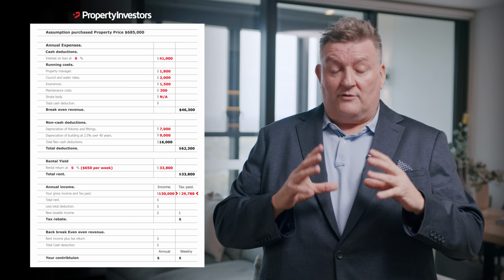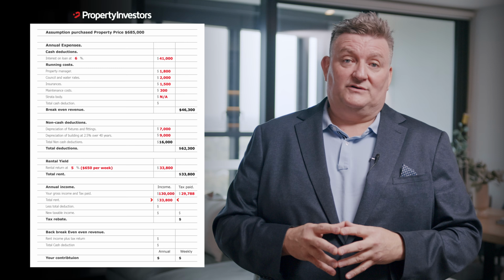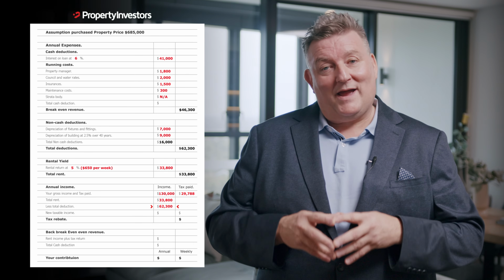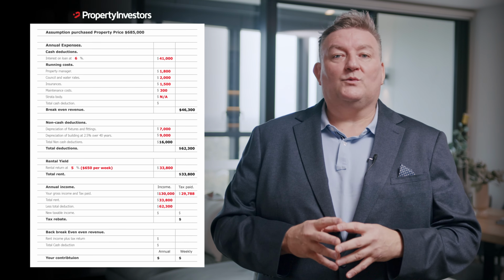Now, when we add to the $130,000 income, when we go to the accountant, we're going to add the rent of $33,800. That's going to give us a total gross revenue for the year coming into our household of $163,800 before we do any deductions.